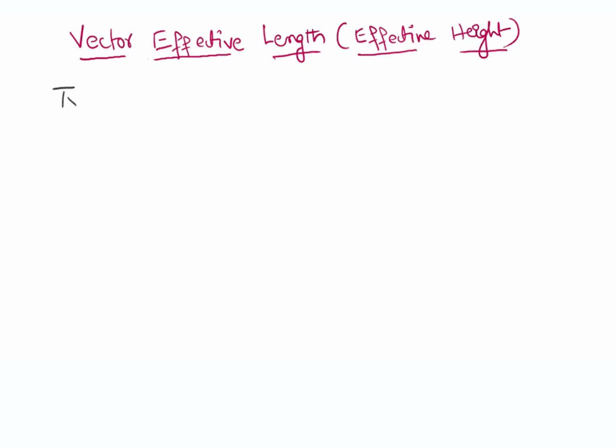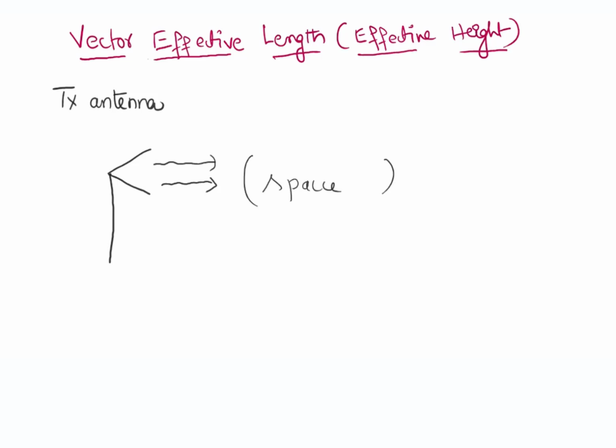Take one transmitting antenna. This transmitting antenna radiates electromagnetic waves into free space. Then these waves travel in space and get collected by another receiving antenna. You know the radiation by the antenna is electromagnetic radiation consisting of electric and magnetic fields. So when this receiving antenna receives these fields, the fields excite the electrons of the antenna. That excitation of the electrons produces a voltage at the terminals of the receiving antenna.